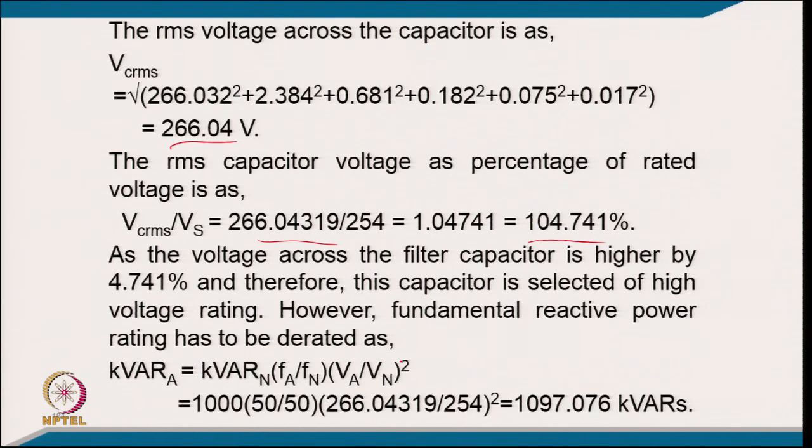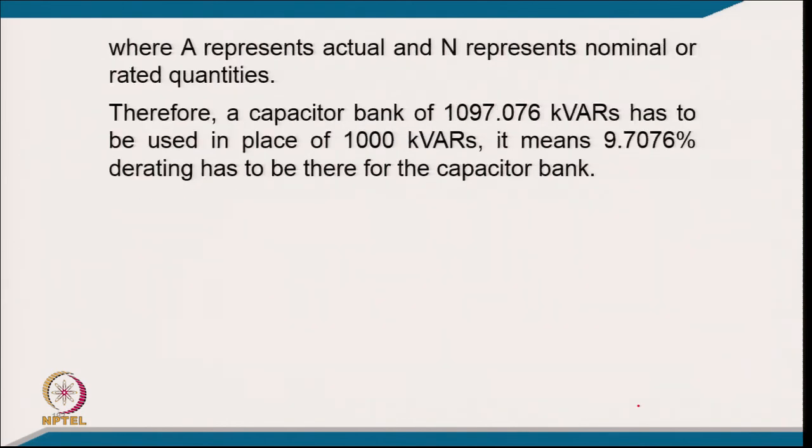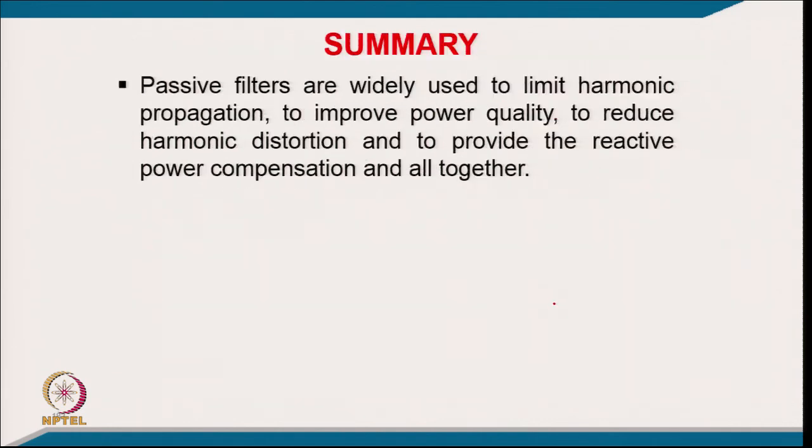However, the fundamental reactive power of this capacitor goes to this, where we represent the nominal as the normal case. So, a capacitor bank of 1097 kVAr has to be used in place of 1000 kVAr, and it means a 9.7% higher rating has to be there for the capacitor bank. So, with this we conclude the passive filter.